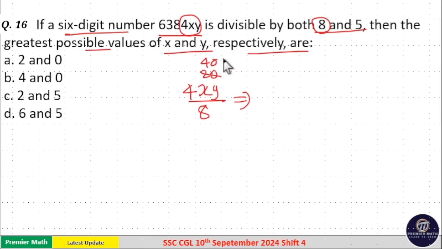Same way 40, it is divisible by 8. So option B is your answer. Here 25 and 65 are not divisible by 8. So here x and y are equal to 4 and 0.